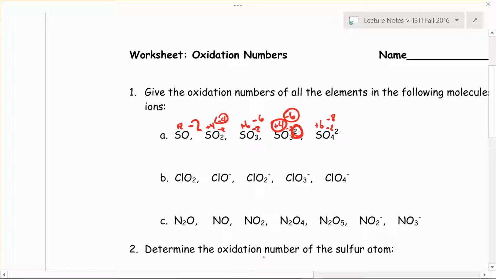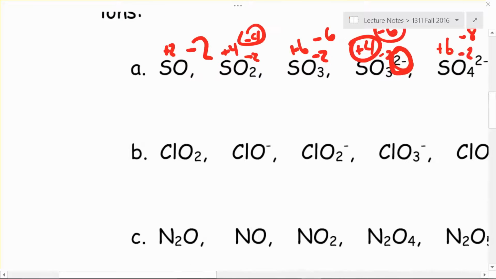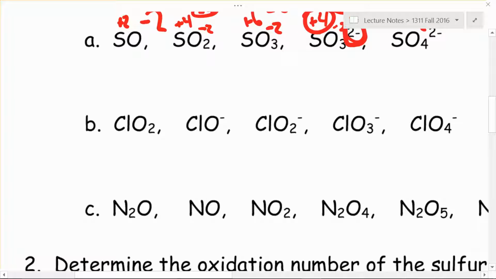Okay, let's look at these next ones. ClO2: for this first one, we have -2 on the oxygen, but that's times 2, so it's -4. So the chlorine over here has what oxidation number? It's +4, right? Good.